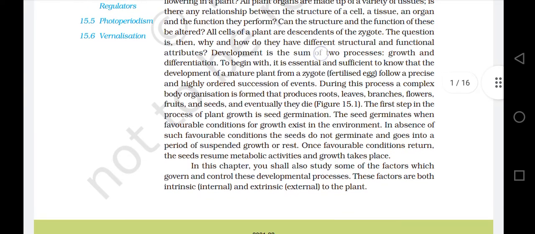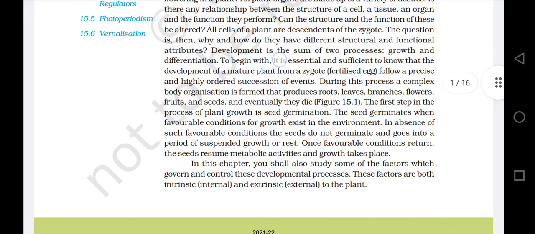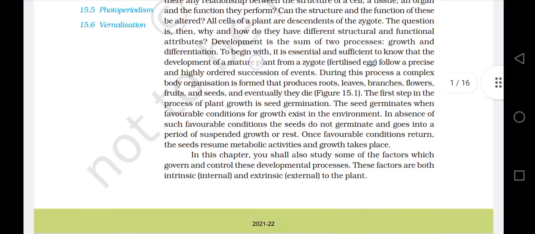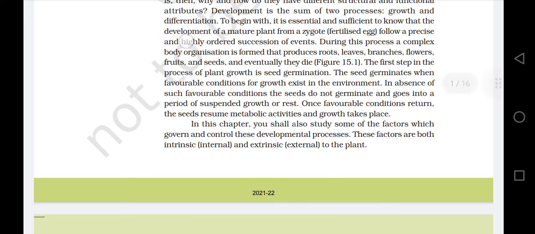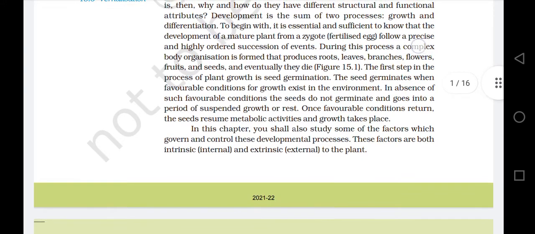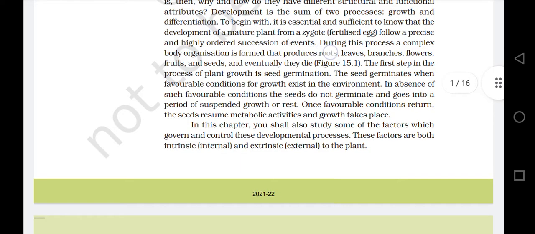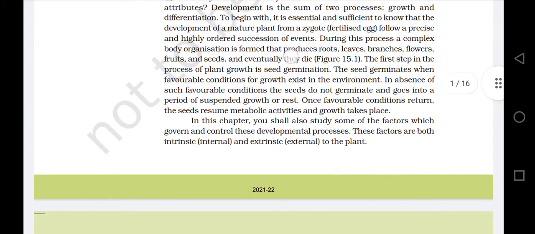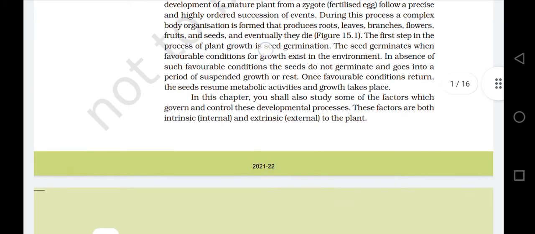Development is the sum of two processes, growth and differentiation. To begin with, it is essential and sufficient to know that the development of a mature plant from a zygote, fertilized egg, follows a precise and highly ordered succession of events. During this process, a complex body organization is formed that produces roots, leaves, branches, flowers, fruits, and seeds, and eventually they die. Figure 15.1.